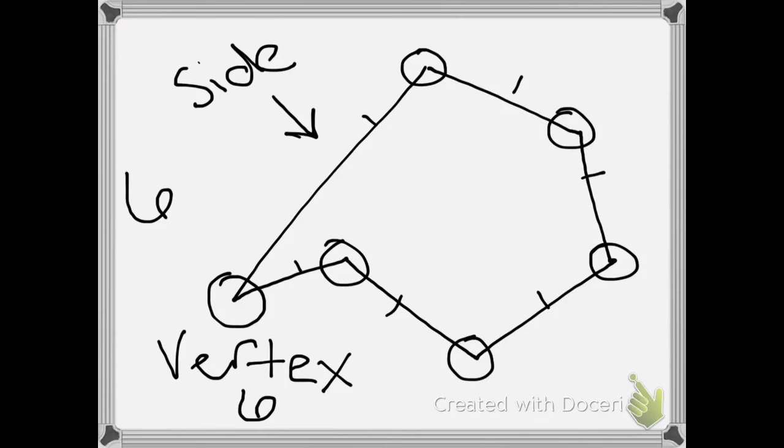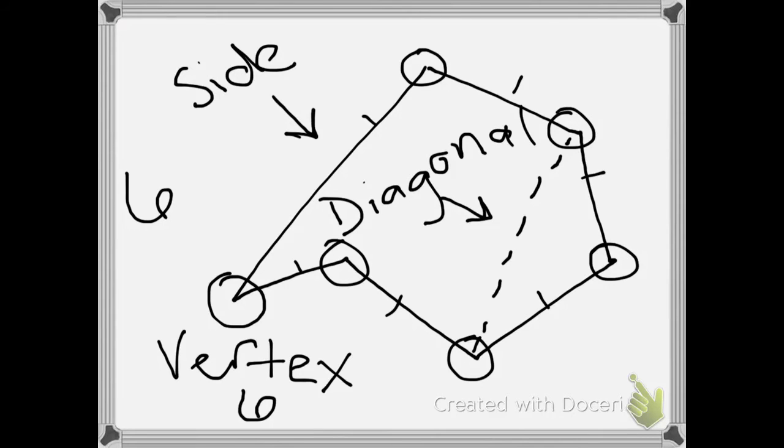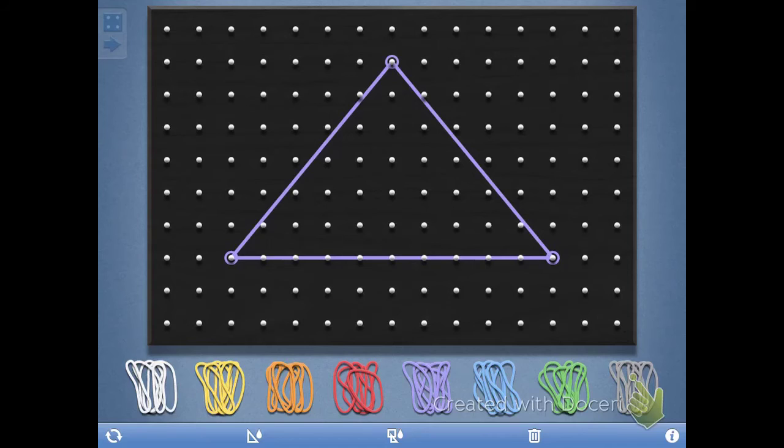Now if I wanted to draw a line segment to connect 2 vertices together, it could look like this. And we call this line a diagonal. It connects 2 vertices within the shape. When we name polygons, we name them for the number of sides that they have. So since this polygon has 6 sides, I would say that it's a hexagon, because hex means 6, so hexagon means 6 sides.